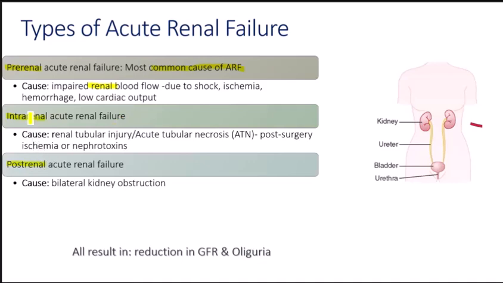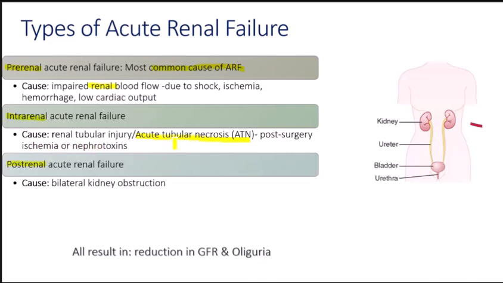Intrarenal acute renal failure is going to involve a problem within the kidney, hence the term intra. It's going to more specifically involve the renal tubules, and in some form they become injured. There's a state called acute tubular necrosis where you have death of the tubular epithelial cells. And this is an effect that can occur after somebody has surgery where they experience ischemia or nephrotoxins that damage the tubules.